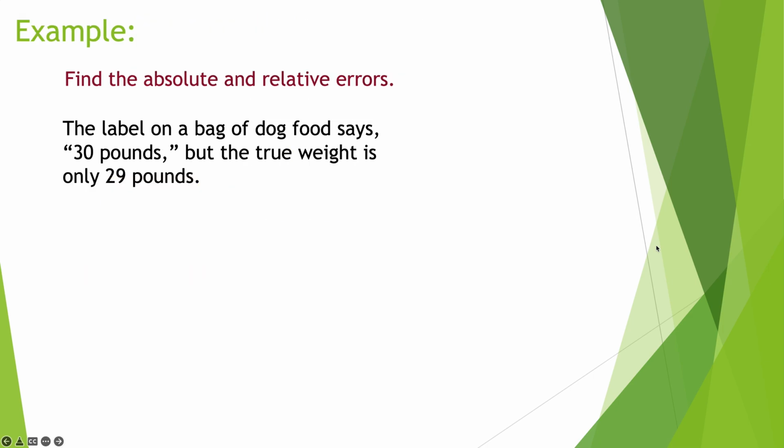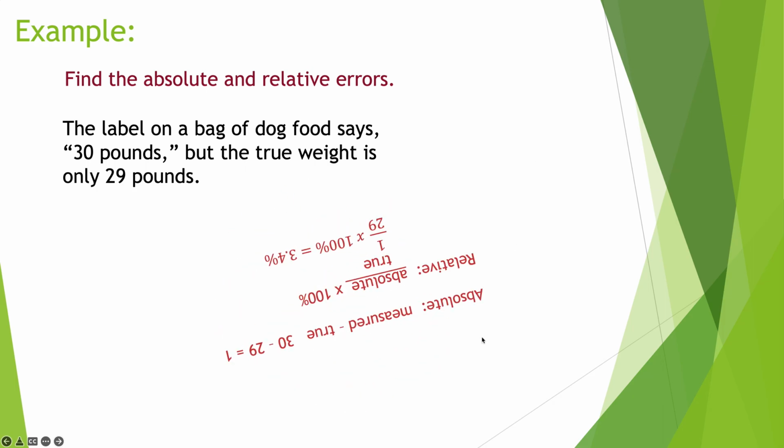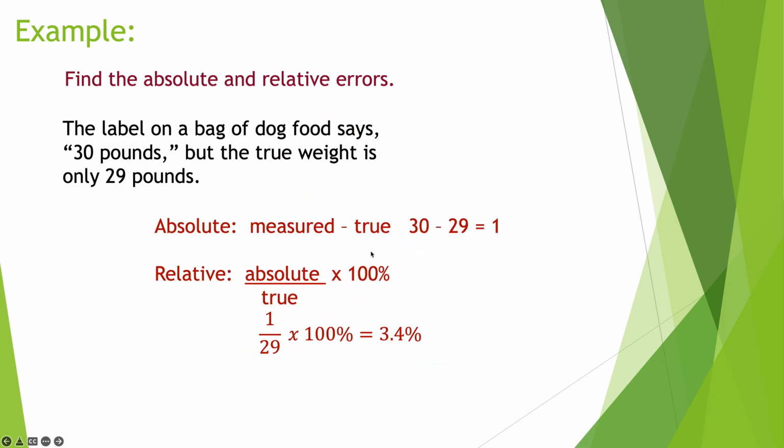Okay, find the absolute and relative errors. Go ahead. So in this particular case, the absolute error is the measured minus the true, which is 30 minus 29, which is going to equal 1. And then the relative error is the absolute divided by the true, which is 1/29 times 100% to convert to a percent, and I get 3.4%.